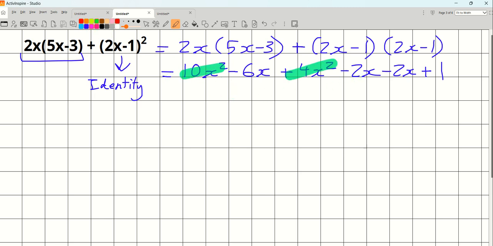These are like terms highlighted in green, and then these are like terms highlighted in pink, and the one has no like terms, so I'm not going to even highlight it. Now I start with 10 plus 4, this is a 14x squared, and then I have minus 6x minus 2x minus 2x. This is the same as saying minus 6x minus 4x, which is minus 10x. And then I just write my plus 1.